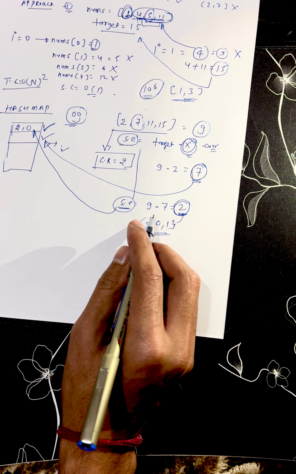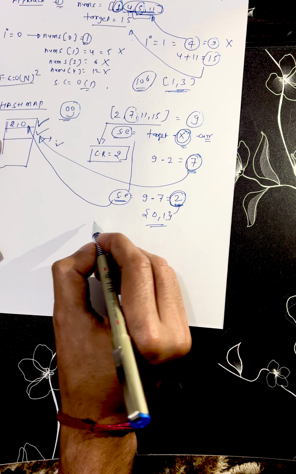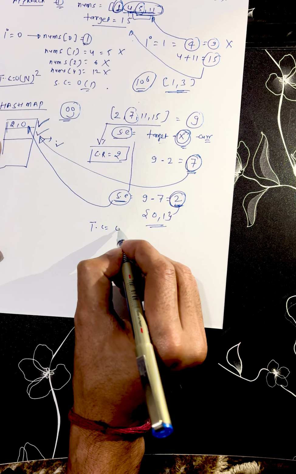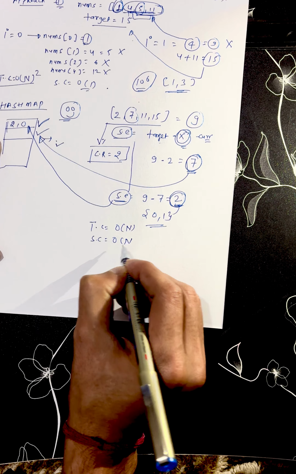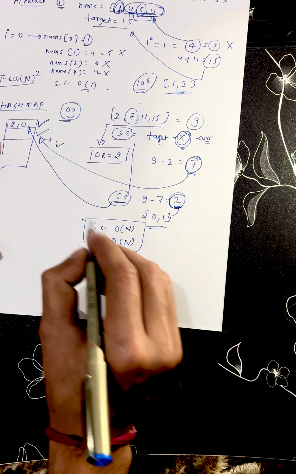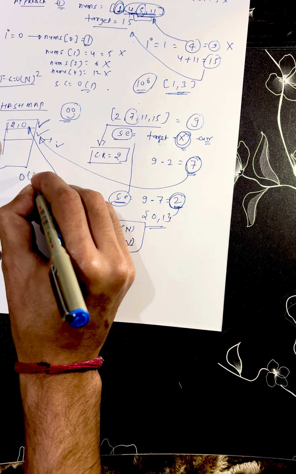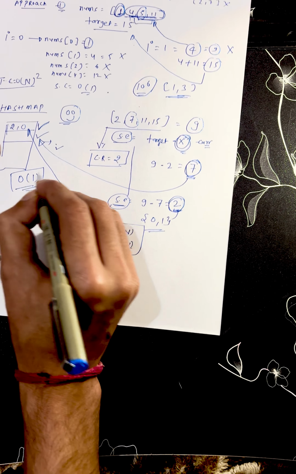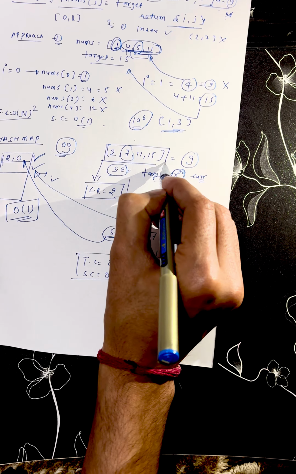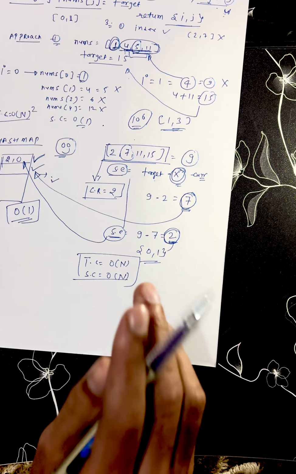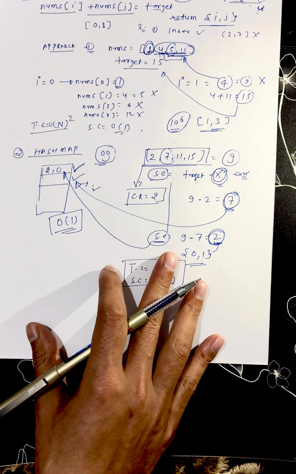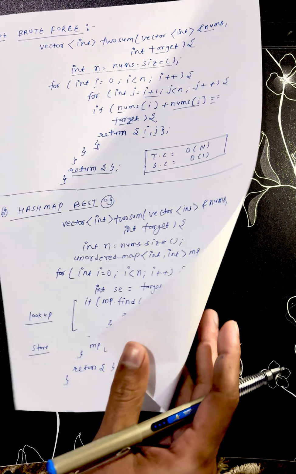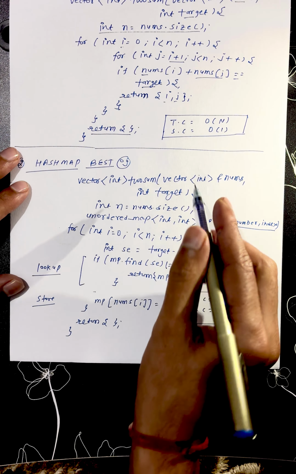Okay, so our time complexity will be big O of n, and space complexity will be big O of n, because the searching cost in a HashMap is big O of 1, and we are iterating for each and every element. As soon as we find the solution, we will return the value. Okay, so I have already written the solution for HashMap as well.